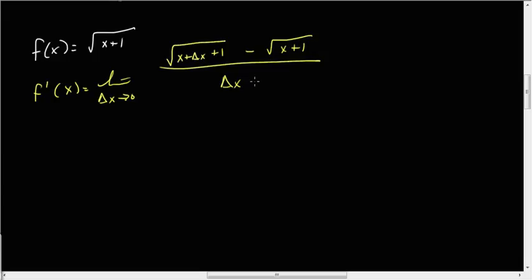And now, if we look, we have the problem that we have two roots in the numerator. So we are allowed to multiply the inside by any number we want. And so I'm going to choose to multiply it by 1. And I am going to multiply it in such a way that we change these roots to squares. So the only way to get that is the difference of two squares. So I need the conjugate. The conjugate of that is the root of x plus delta x plus 1, plus root x plus 1. So we're going to multiply both top and bottom by that.